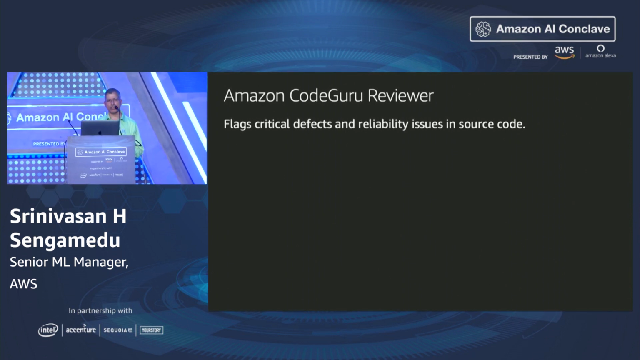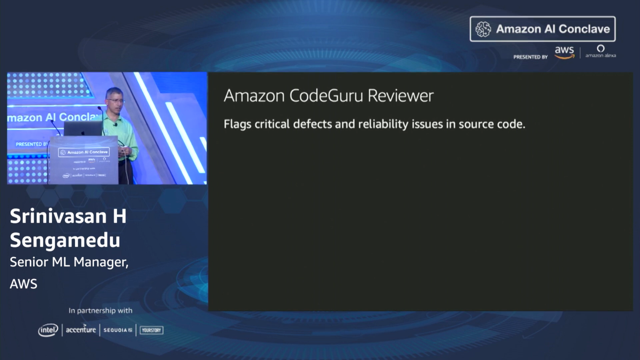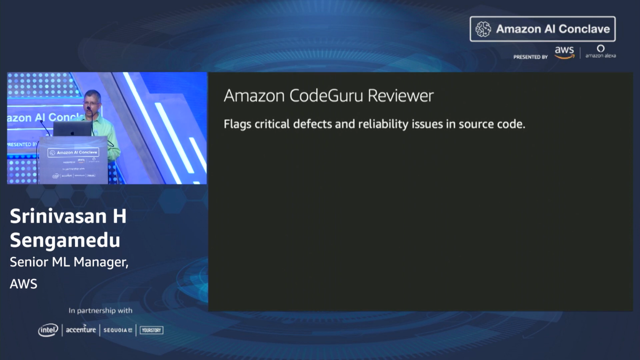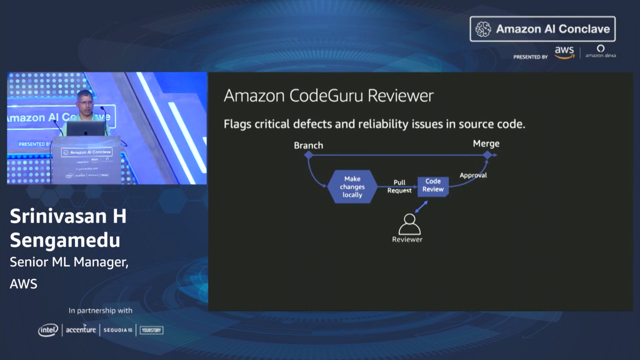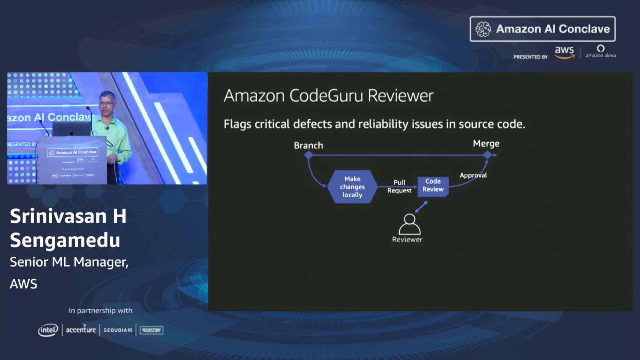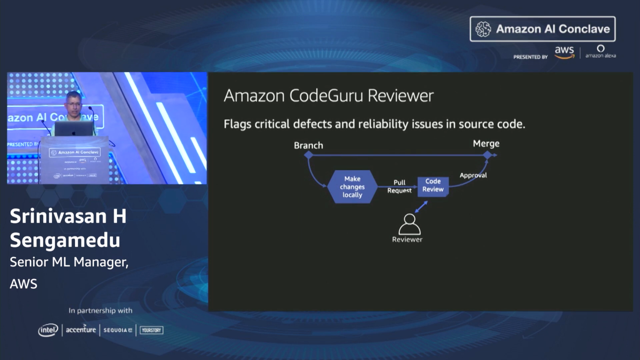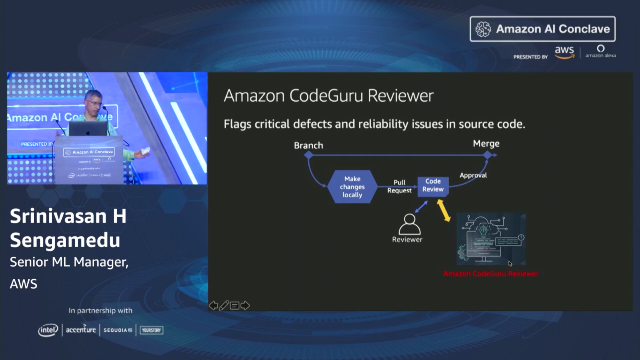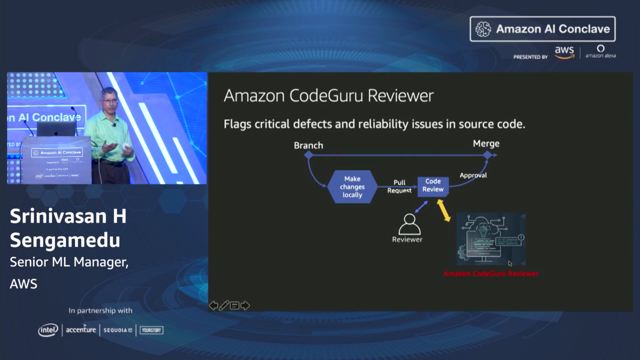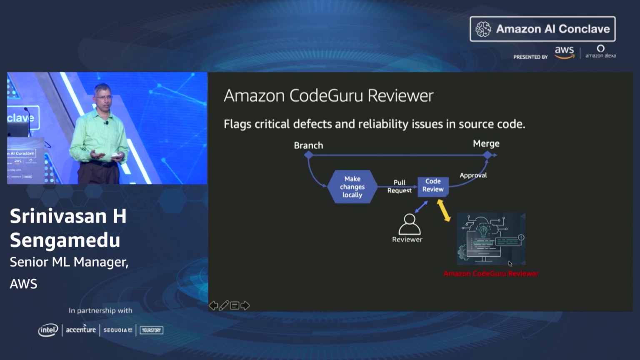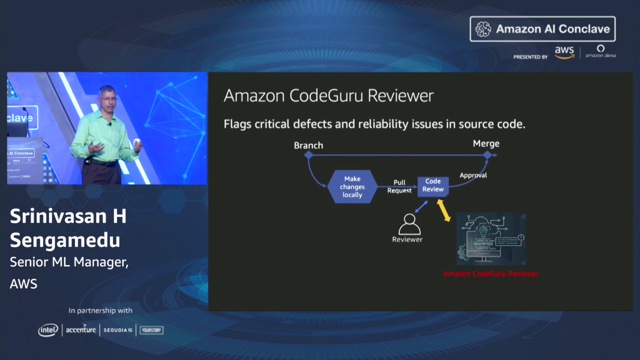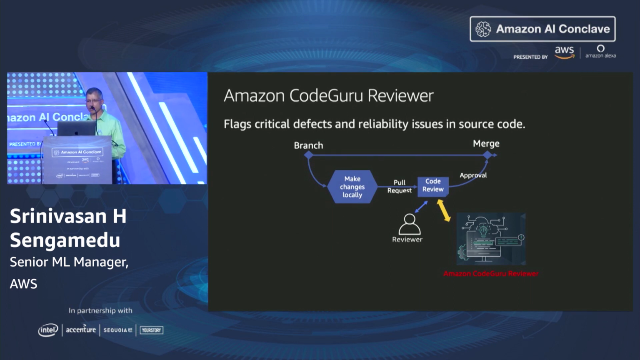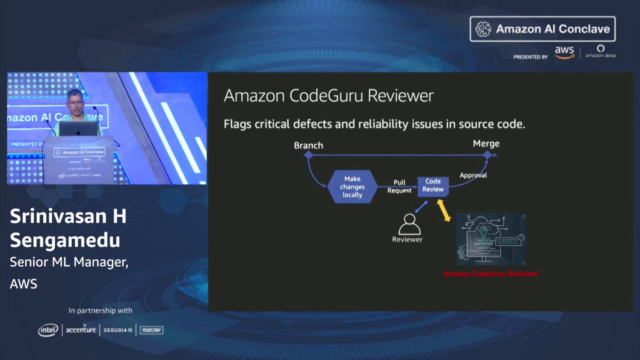The Amazon CodeGuru Reviewer flags critical defects and reliability issues in code. We'll see what these areas are very shortly. The second one is, this is the pull request based workflow we saw earlier, and after onboarding, CodeGuru Reviewer becomes another reviewer in your workflow. So the experience is pretty seamless. There is nothing new to learn. It's part of your normal code review experience.